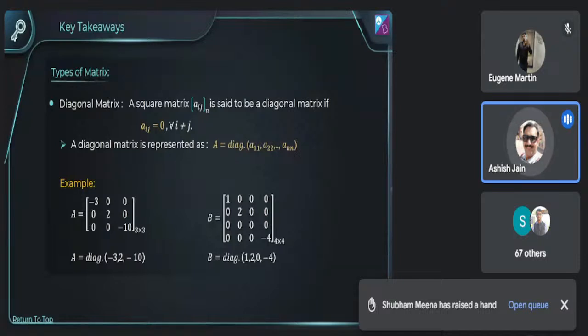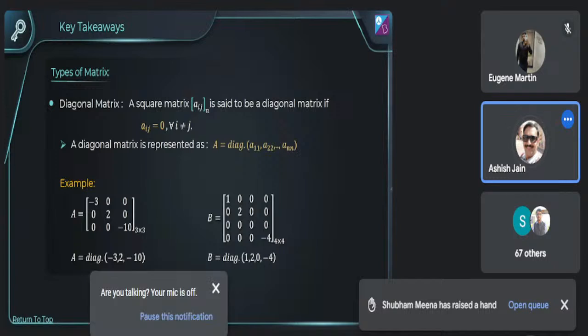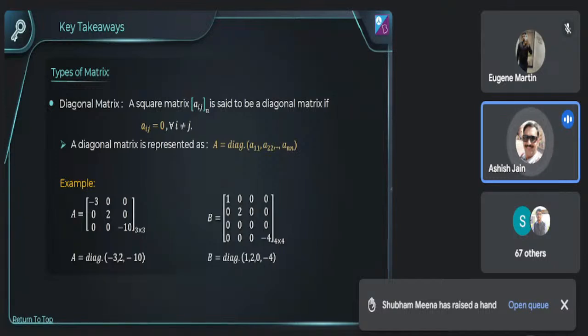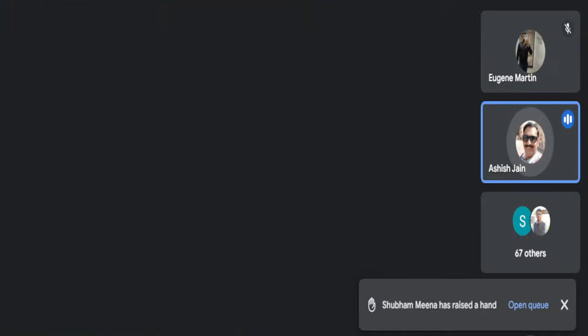Chalo. Another type of matrix is called a diagonal matrix. We have already seen what a diagonal is. A diagonal element is one for which the values of i and j are the same. So a diagonal matrix is basically a square matrix. A square matrix A of order n, meaning n rows and n columns, is said to be diagonal if A of ij is equal to 0 when i is not equal to j.